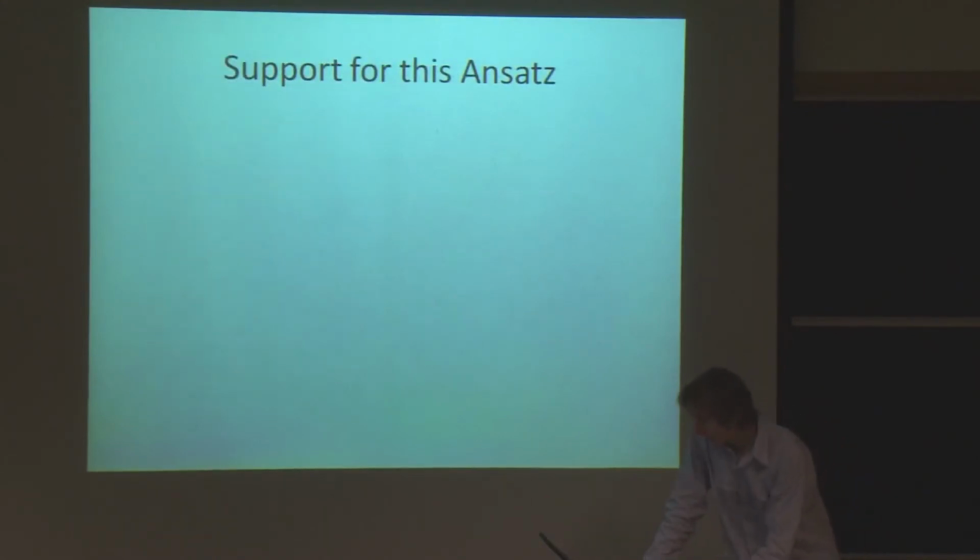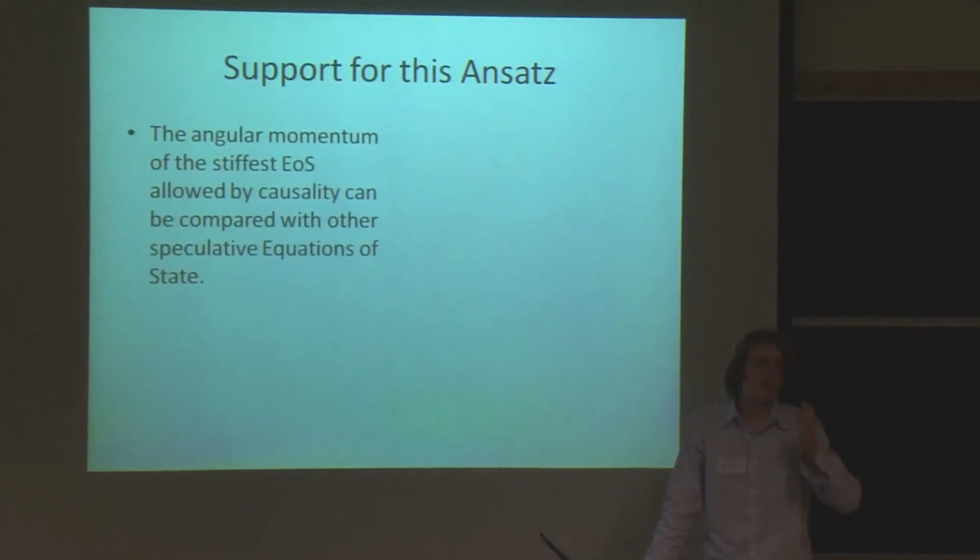So when we're looking now to support this claim that we want a stiff equation of state, we can compare numerically the different equations of state. There are a lot of speculative candidate theories already out there. We can compare stiffer ones versus less stiff ones, and we've been seeing that the stiffer ones do give generally higher angular momentum and higher masses.